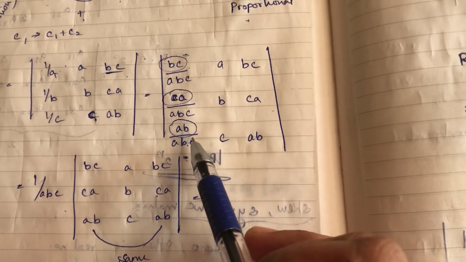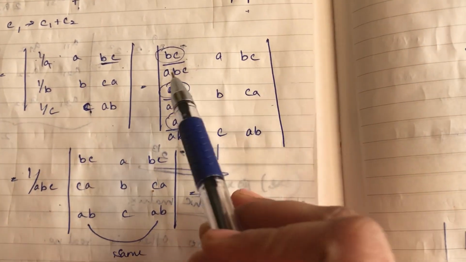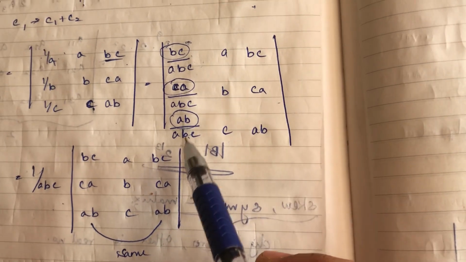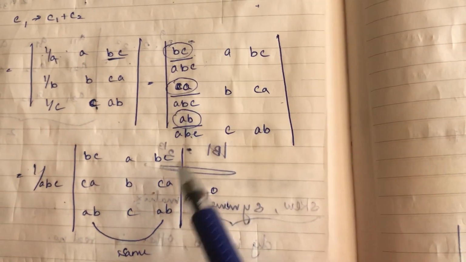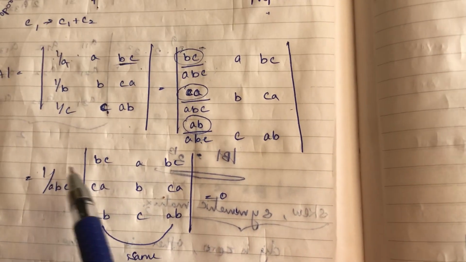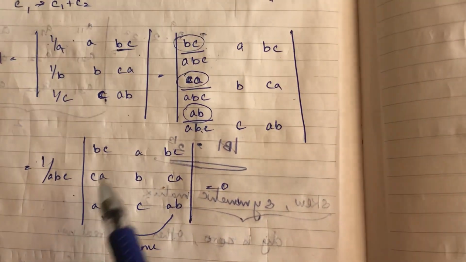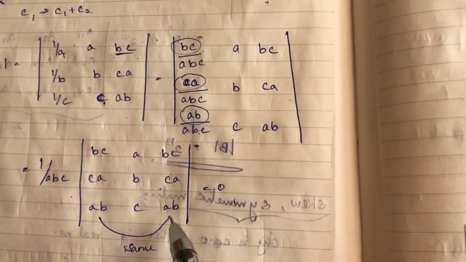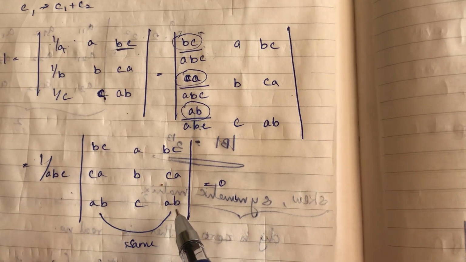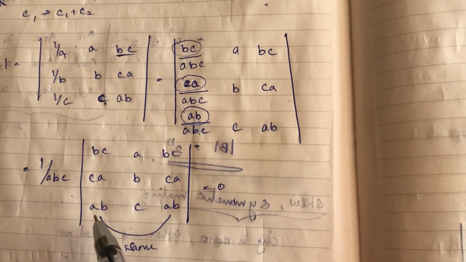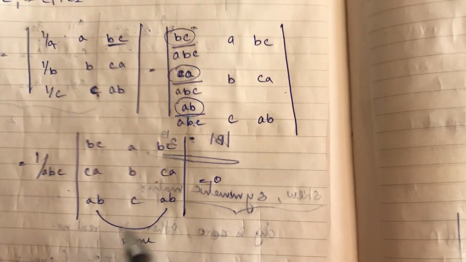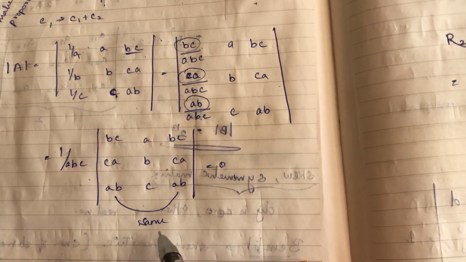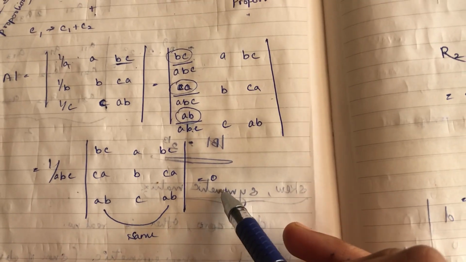Okay. After that we have to take the common factor. What is the common factor in the first column? 1 by abc, right? So just take it outside as 1 by abc. We will get bc, ca, ab. You just see here the first column is the same as the third column: ab, ab, ca, ca. So these two columns are in the same proportion, like the same. If it is the same, it will be 0.